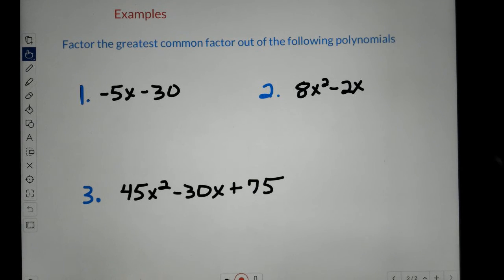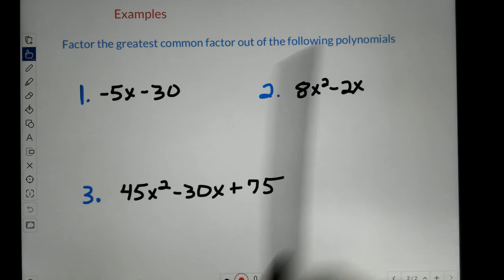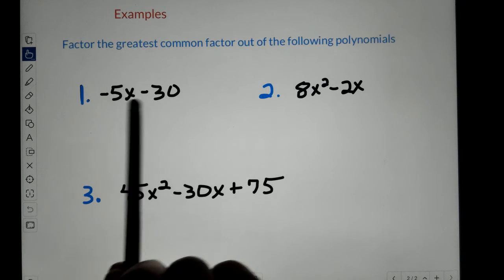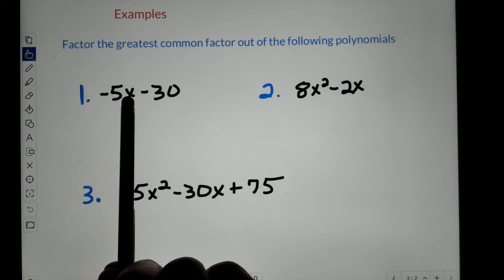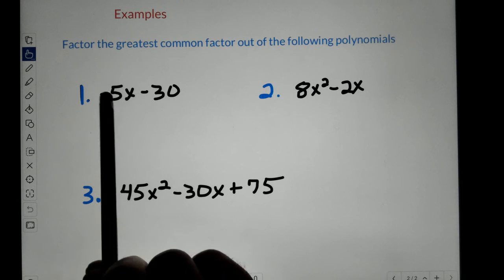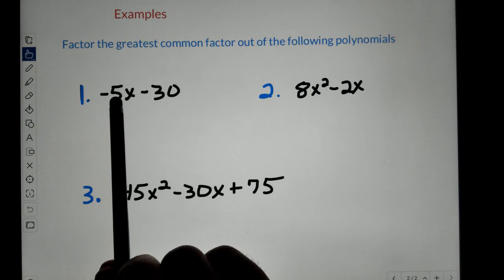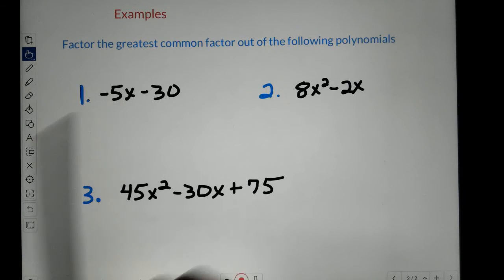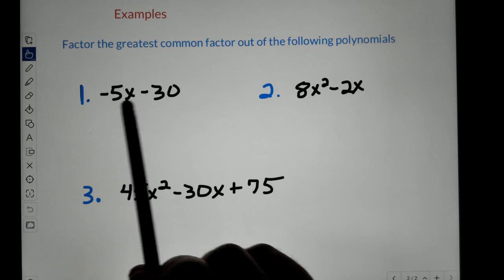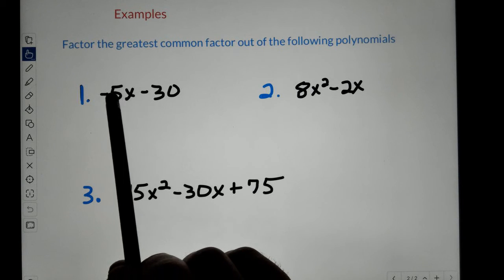All right, so here are three problems that we're going to work through. And again, it says factor the greatest common factor out of the following polynomials. Number one says negative 5x minus 30. We can factor out the greatest common factor of both 5 and 30. So you want to consider what are the factors of 5 and what are the factors of 30, and what do they have in common? Well, the factors of 5 are really just 1 and 5. But 5 is also a factor of 30. So therefore, we can actually take out the 5.